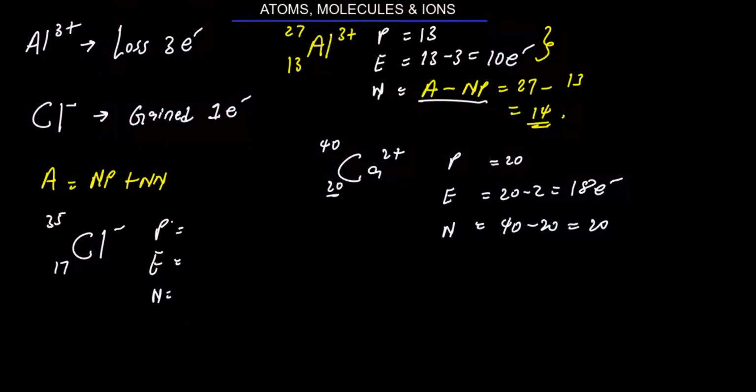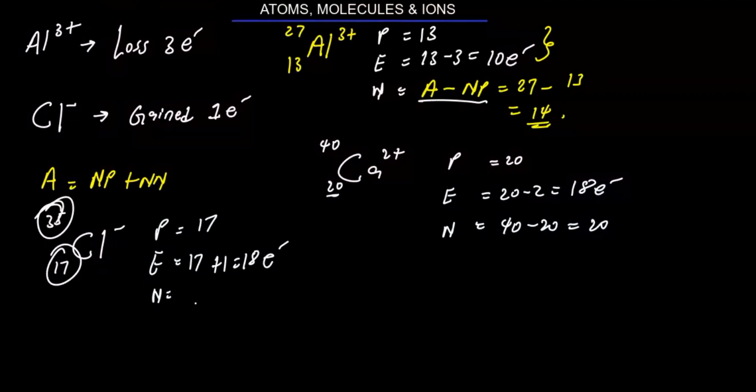Proton doesn't change, 17. Remember, my electron should be 17 if it is neutral, but it's not neutral. Minus 1 shows that it's gaining 1 electron. So you add 1 here, and that is what? 18 electrons. And number of neutrons, this minus this. That's 35 minus 17. And you get your final answer. So you get that to be 18.